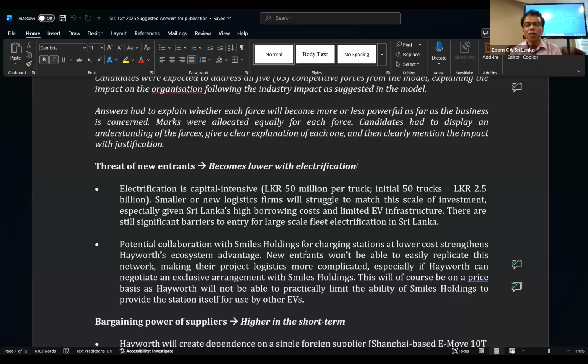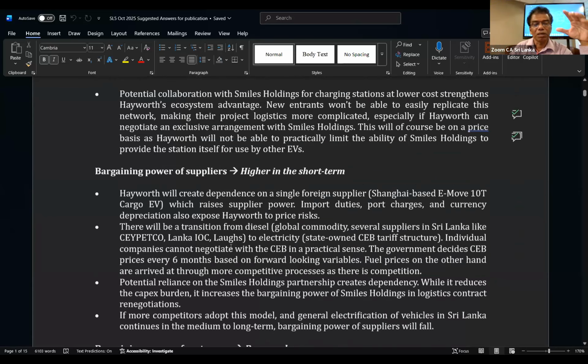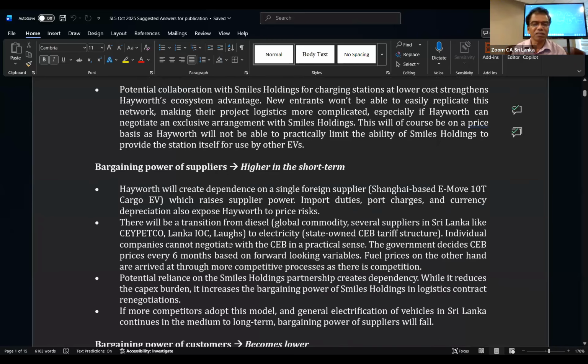Next, the bargaining power of customers becomes low, right? Because if the customer doesn't have any power to bargain with Hayward, their power is low, because there is no one else in the market who can supply this service at the cheapest cost, since Hayward already invested huge money. There is no chance of rivals entering the market with new electric vehicles immediately, but maybe later on. But immediately, the bargaining power of rivals is very low.